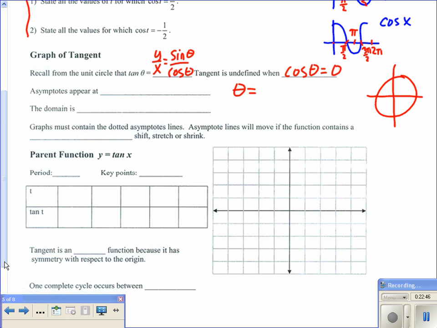Where is the cosine going to be 0? Cosine is 0 here, and cosine is 0 here. So first it's pi over 2, and then we have 3 pi over 2. And then if we go back up to here, what would be the next value that we're hitting? Well, if I add another pi, I would get 5 pi over 2, or 7 pi over 2, sorry.